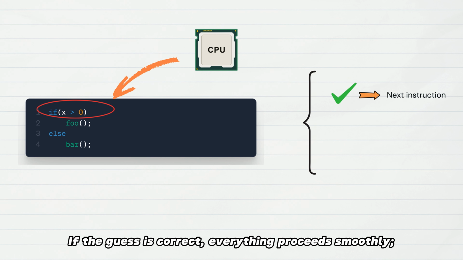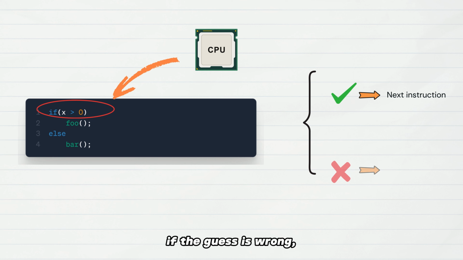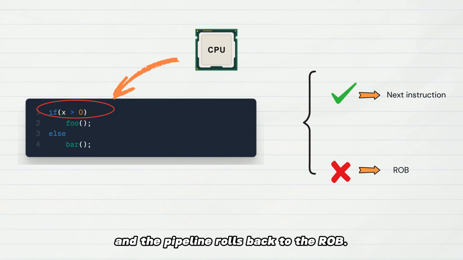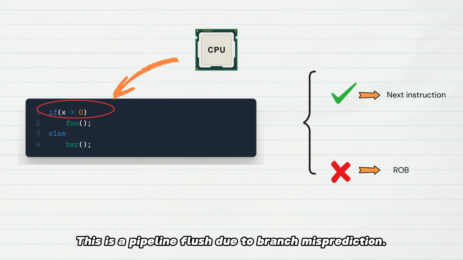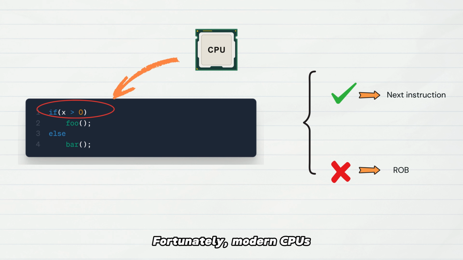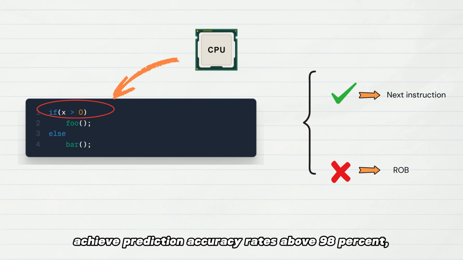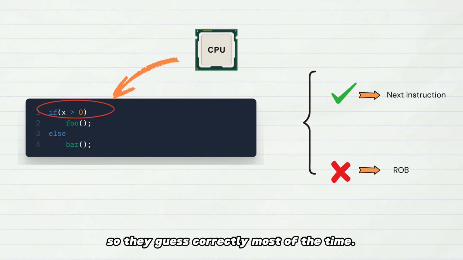If the guess is correct, everything proceeds smoothly. If the guess is wrong, all computed results are discarded and the pipeline rolls back to the ROB. This is a pipeline flush due to branch misprediction. Fortunately, modern CPUs achieve prediction accuracy rates above 98%, so they guess correctly most of the time.